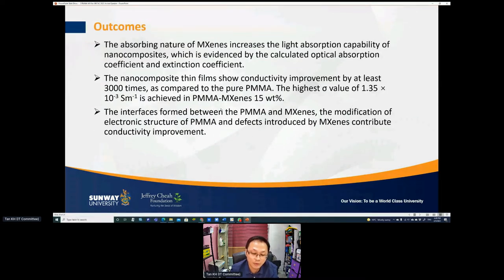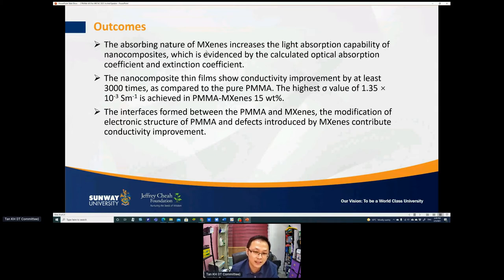Previously, we studied other polymers. For example, I even studied PVA combined with MXene. But this time, PMMA and MXene actually make a very good combination that can give very good electrical conductivities, because of the nature of MXene itself.